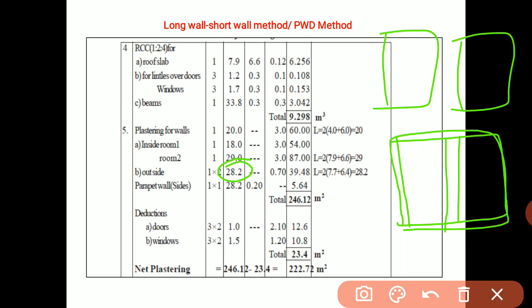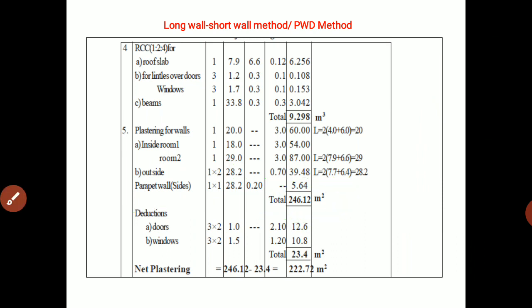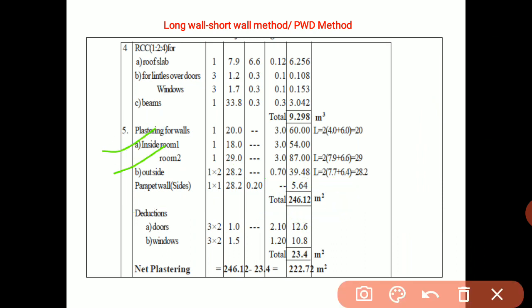Now what is multiplied over here is the 0.70. And for the parapet wall, again we don't consider height there, because the height of the parapet wall we'll consider as 0.70 for outside, means height wise, and this we'll consider width wise. So the total addition of room 1, room 2, outside and parapet wall will give the plastering quantity in square meter. But we have to deduct doors and windows from plastering.